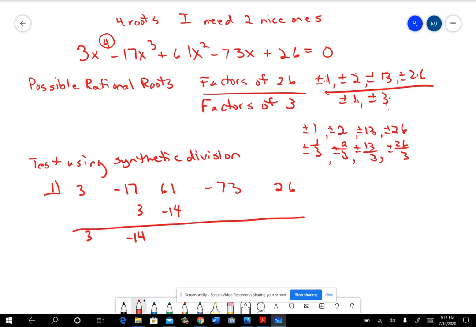I don't know where I put your calculator. In my bag. Okay.